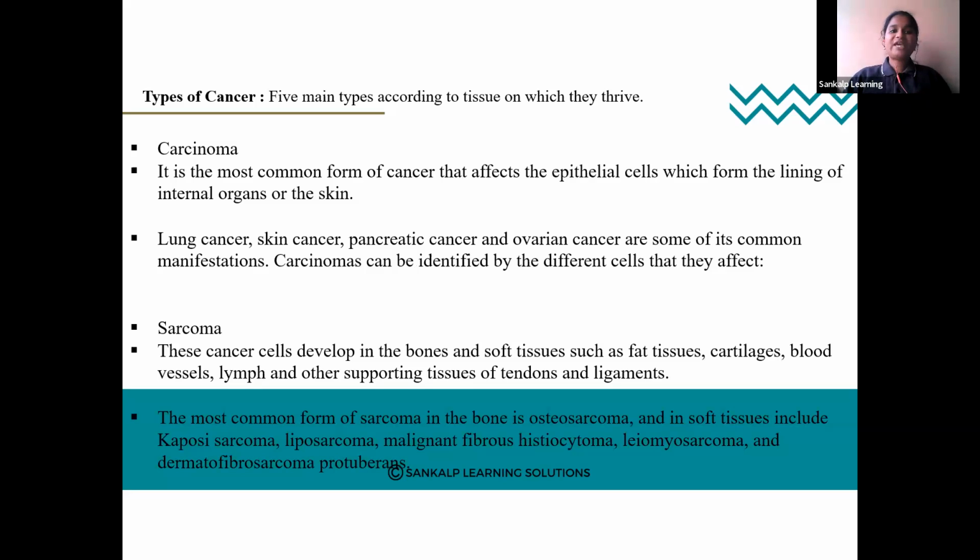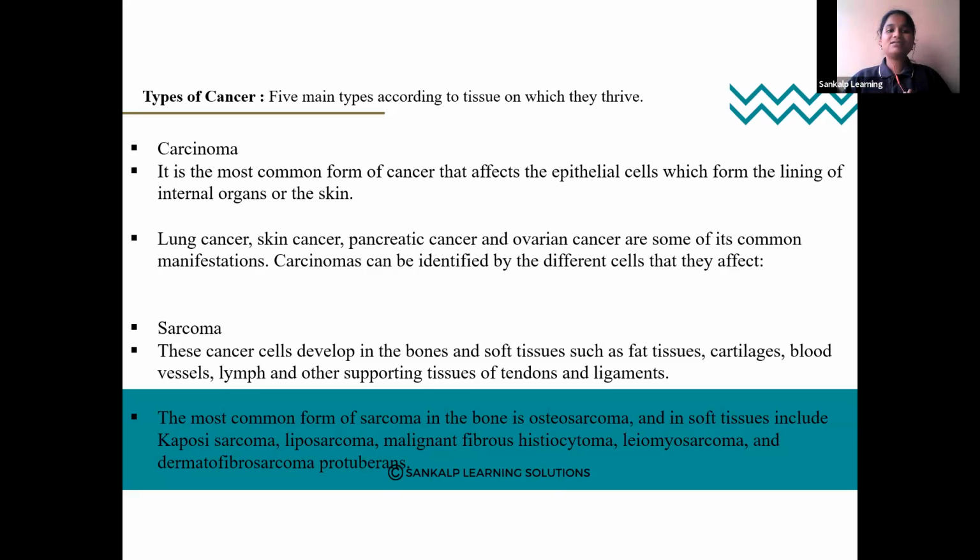Next, we have types of cancer. There are mainly 5 types of cancer. The first one is carcinoma. It is the most common form of cancer, which affects the epithelial cells, the upper layer cells which form the lining of an internal organ. The upper layer of internal organs or the skin will be affected. So that is called carcinoma.